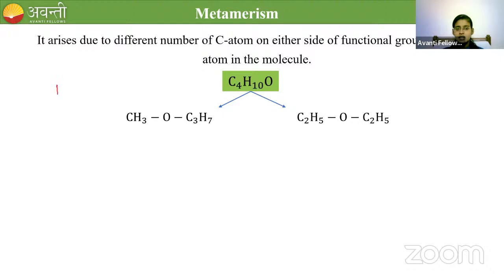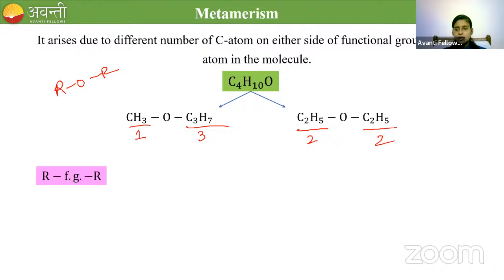What is the functional group? Ether. R, O, R is the functional group. In the first compound, I have only one carbon on the left side. In the second alkyl part, I have 3 carbons. Here, 2 carbon, and on the right hand side also 2 carbon. So the number of carbon atoms on either side of the functional group or the heteroatom in the molecule is different. Generally I can write R, functional group, R. Example, ether, ROR. Minimum 4 carbons are required to draw the metamer for ether. So in this compound also we are having 4, right?